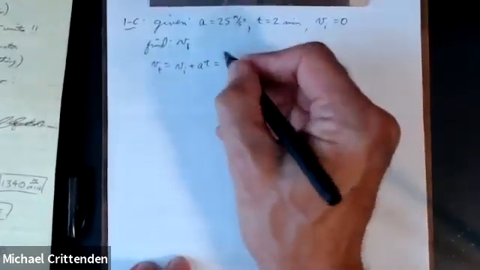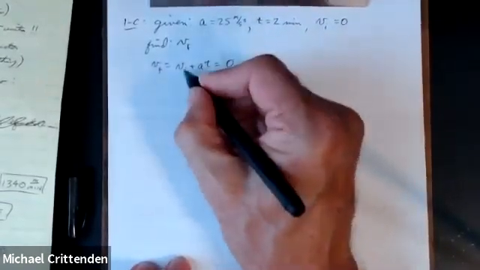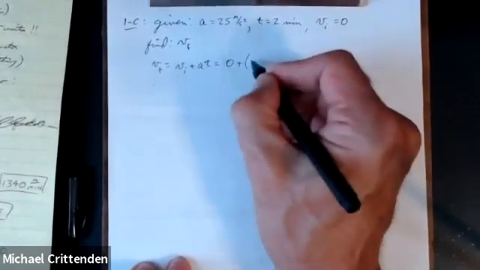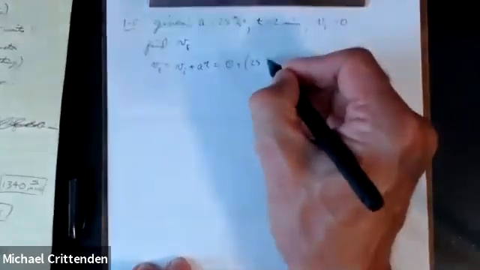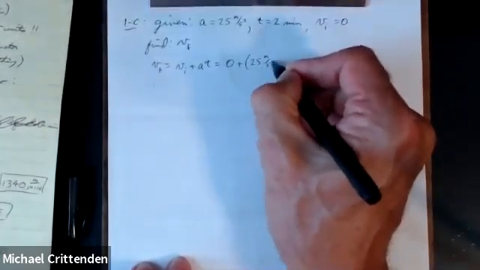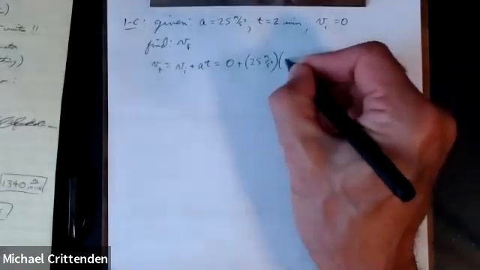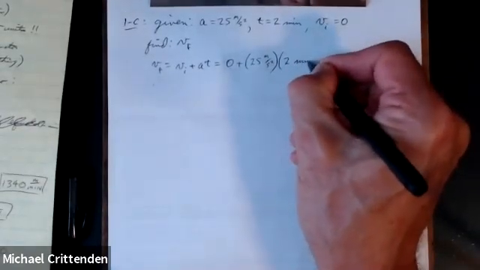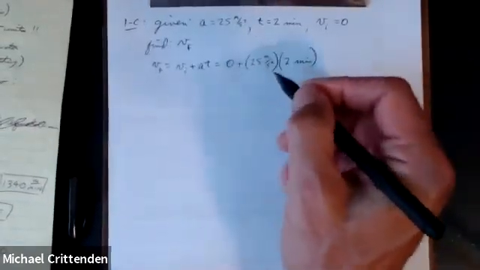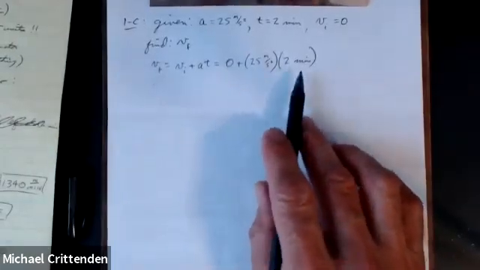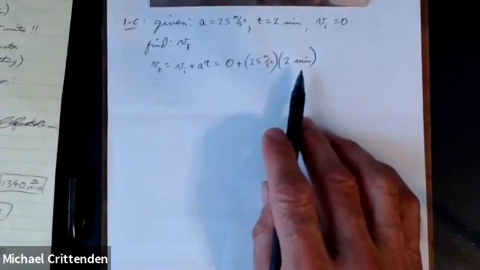Fill in the numbers. 0 for V initial, acceleration 25 meters per second squared. Now, I'm just going to put it in exactly the way it was given in the question, where it said the time was 2 minutes. And my point here is that using inconsistent units is one of the more common things.